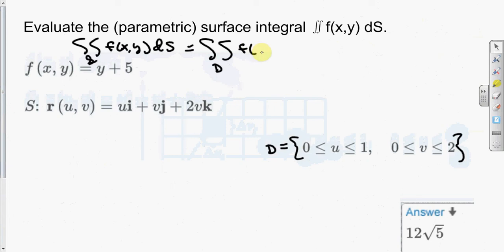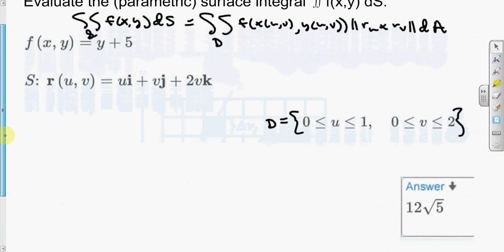And this is f of x with respect to u, and then y with respect, it's u and v, should be, x with respect to u and v, and then y with respect to u and v. And then this is times the cross product of r sub u cross with r sub v. And that's the area.